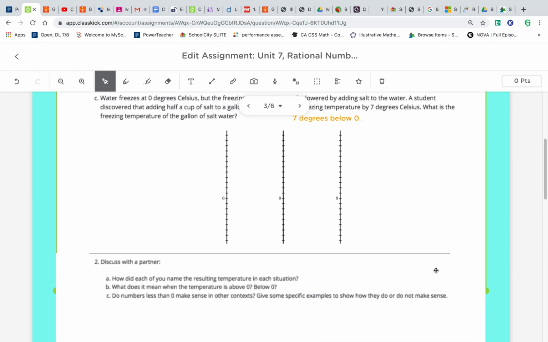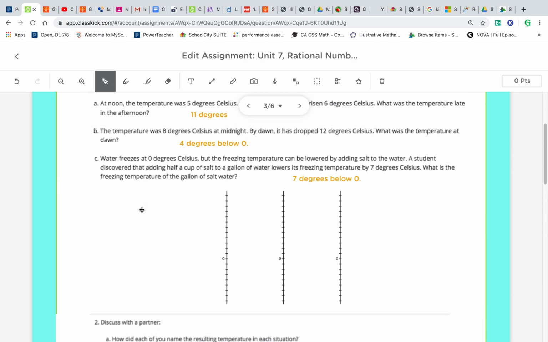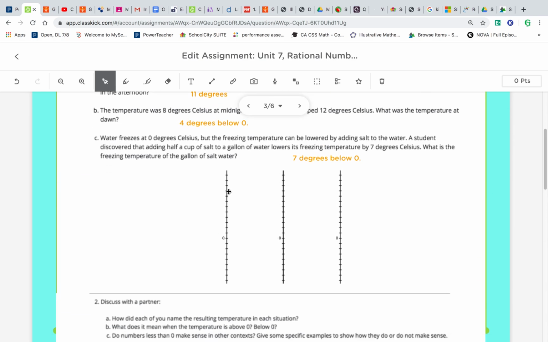Okay, so number 2 should be discussed with your partner. The first one, how did each of you name the resulting temperature in each situation? You're going to have to check with your partner on that. But for part B, what does it mean when the temperature is above zero or below zero? Well, if the temperature is above zero, that's going to be a positive number, and it's going to be warmer than the temperatures below zero, which are negative numbers, and which are going to be colder.